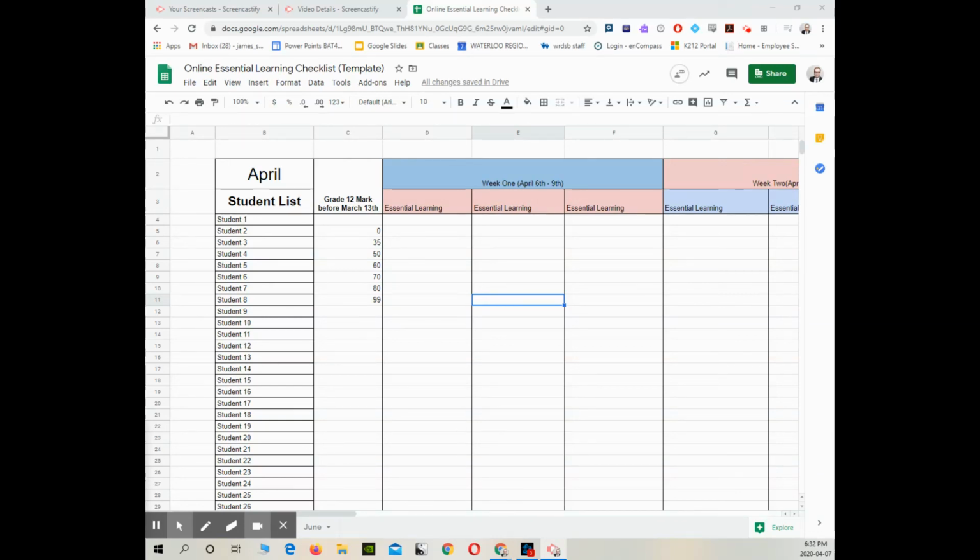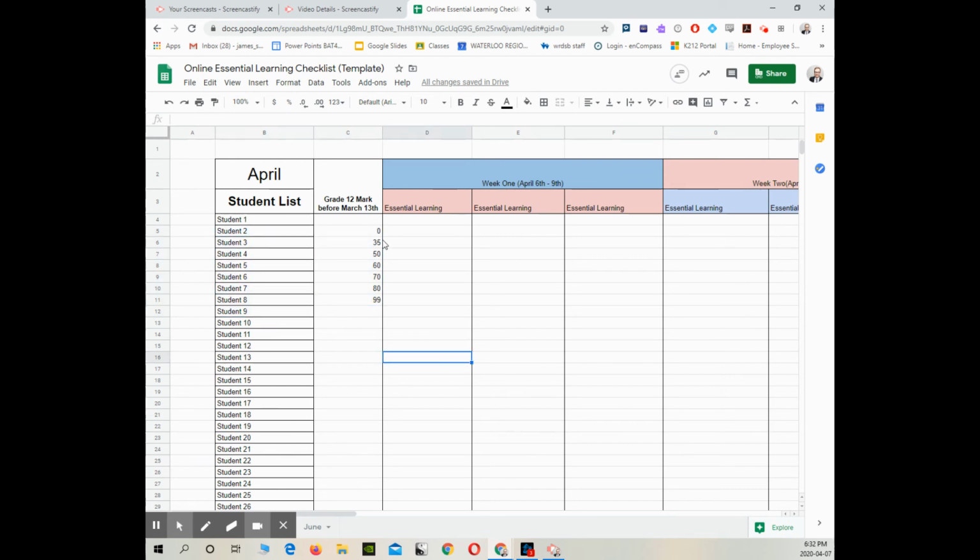Hello, today I'm going to talk about how to do your assessment using the online Essential Learning Checklist template. This is going to be specifically for grade 12 students since we are reporting on grade 12 students' marks at midterm time. I've made up a number of fake marks for a number of students using the template.